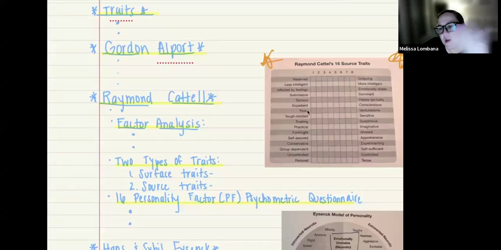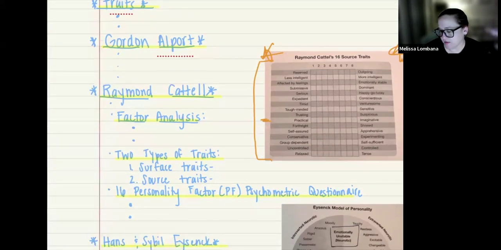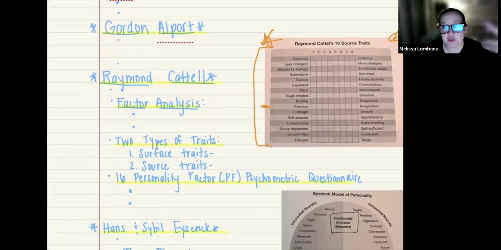These correlations are what you see here with these traits, the source traits. What ends up happening is that it created two types of traits, and we're still writing here. We have the surface traits, which are observable behaviors, and then he says there are source traits, which are basically 16 fundamental characteristics that drive personality and then result in observable surface traits.